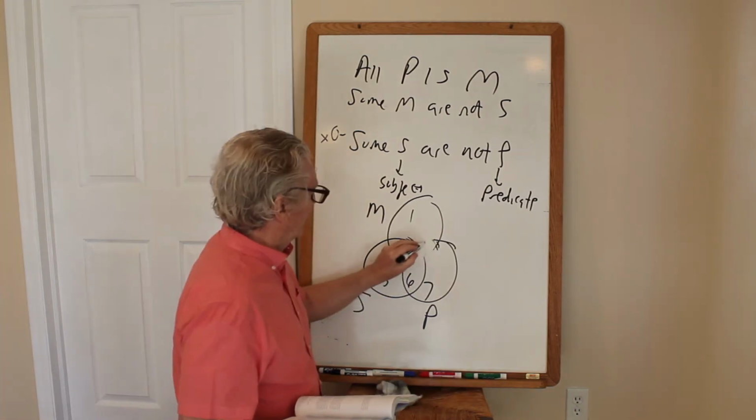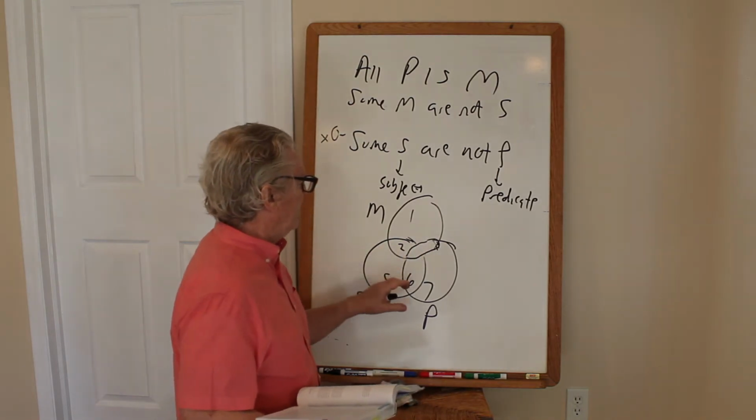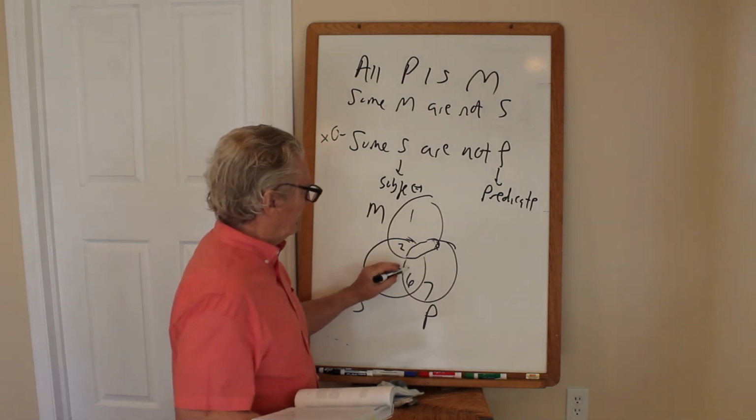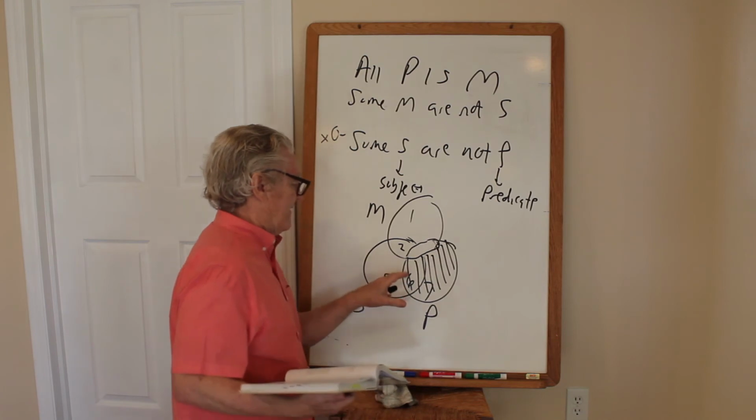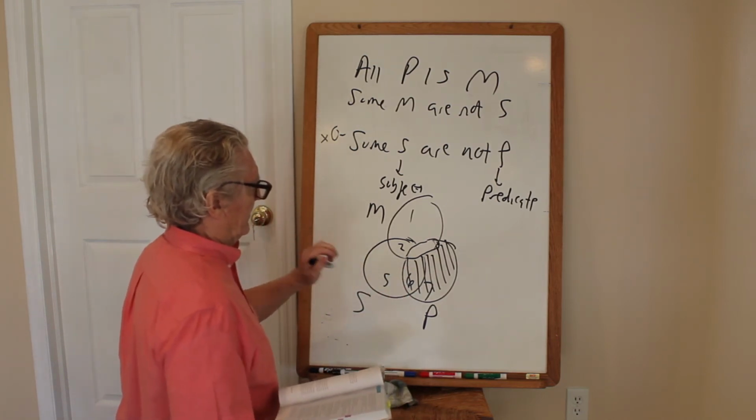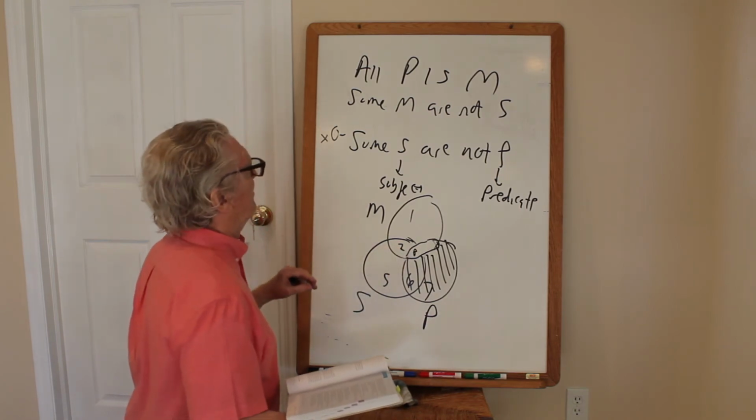But when I say all P is M, that is every P that there is contained in the M circle. So there is no P outside of M. So all the P's that would be outside of M I'm going to shade. That is 6 and 7. All P is M. All right, so all the P's are really in there then. You don't have to write that P, but it might be a reminder for you.